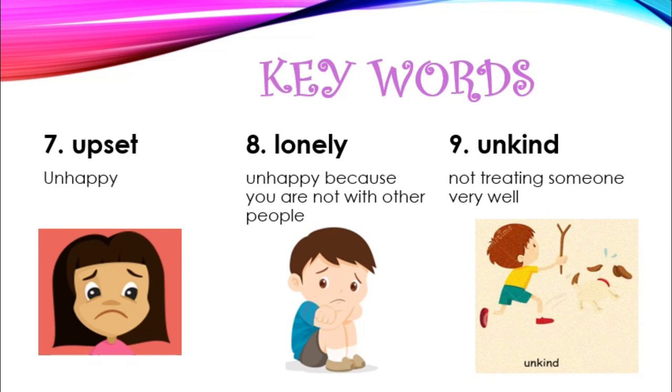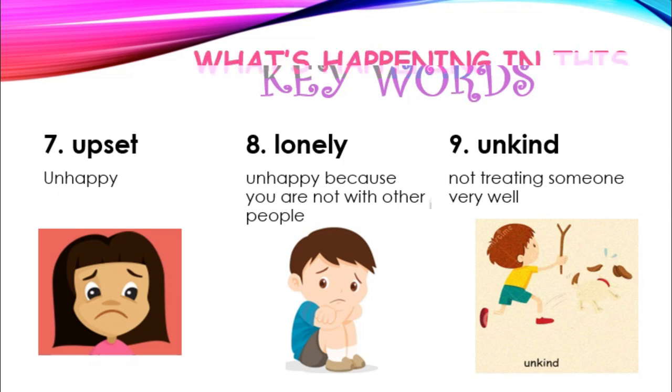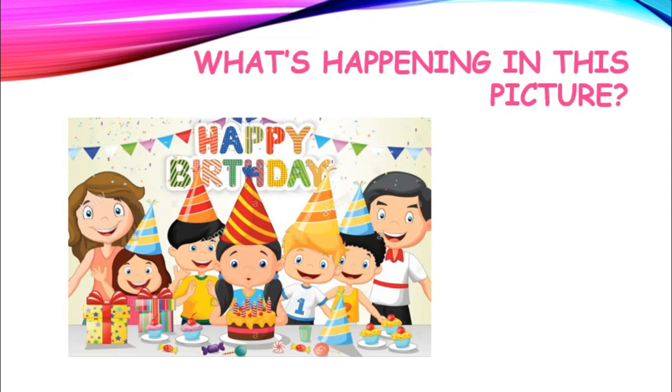The ninth word is unkind. Unkind means not treating someone very well. Oh, look at the boy. He's running after the dog and he's trying to hit him. That's bad. That's really unkind of him. Let's have a look at the picture. What's happening here? You're right. They all are celebrating a birthday party. And how happy they are.